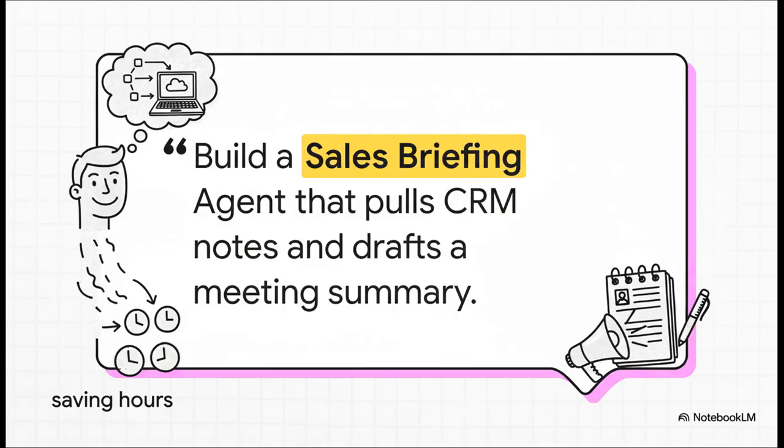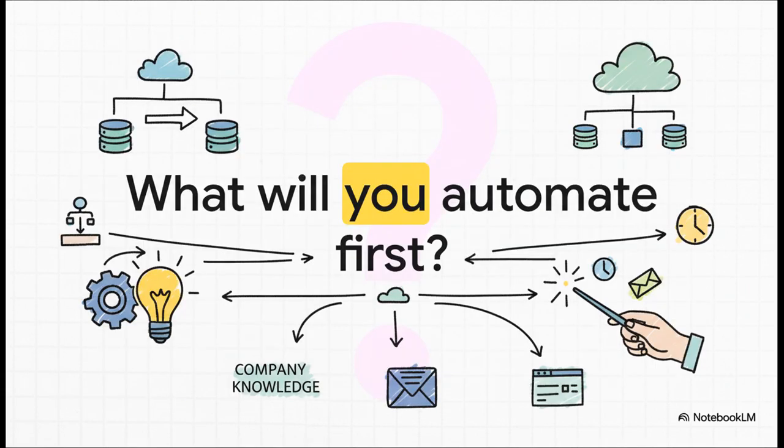Let's just stick with that sales example for a second. Imagine an agent that automatically pulls customer notes and drafts a meeting summary for you before every single call. Just think about the hours of boring prep work that could save a sales team every single week. That's the kind of real-world power we're talking about here. So you see, what we've just walked through, it's more than just a new tool. It's a whole new way of working. It puts the power of custom AI automation directly into your hands. No coding skills required. So that really just leaves one final, very exciting question for you. What are you going to automate first?